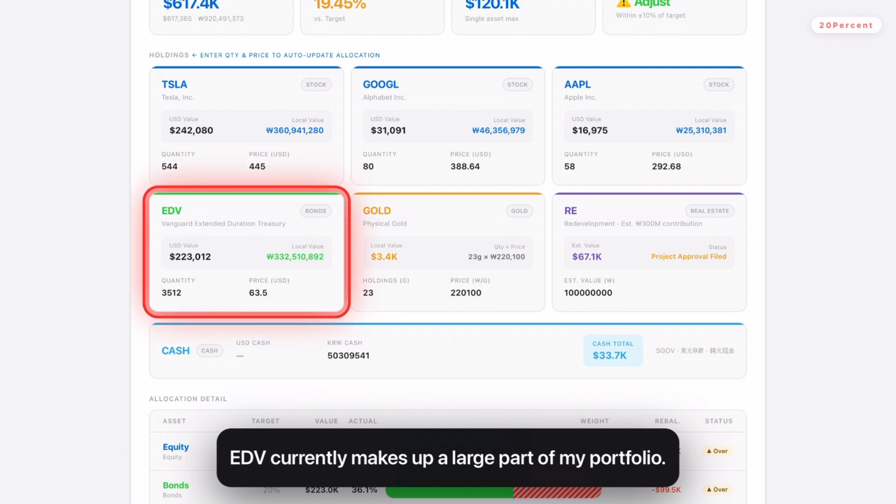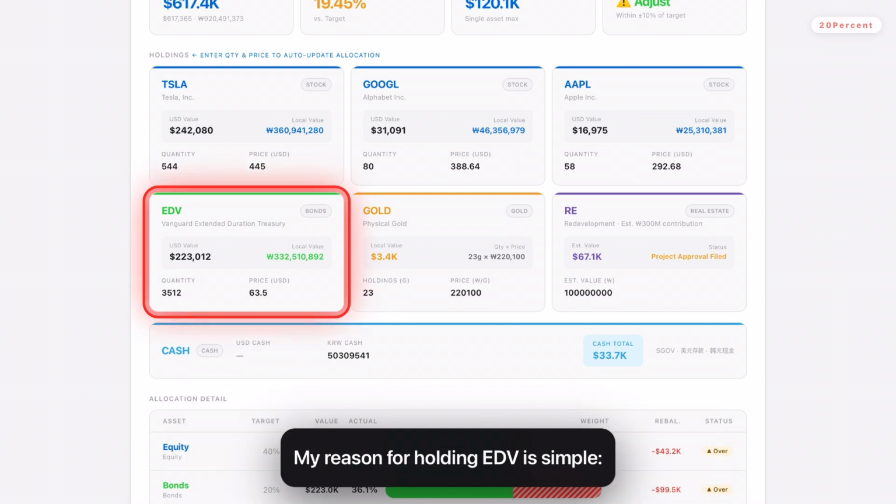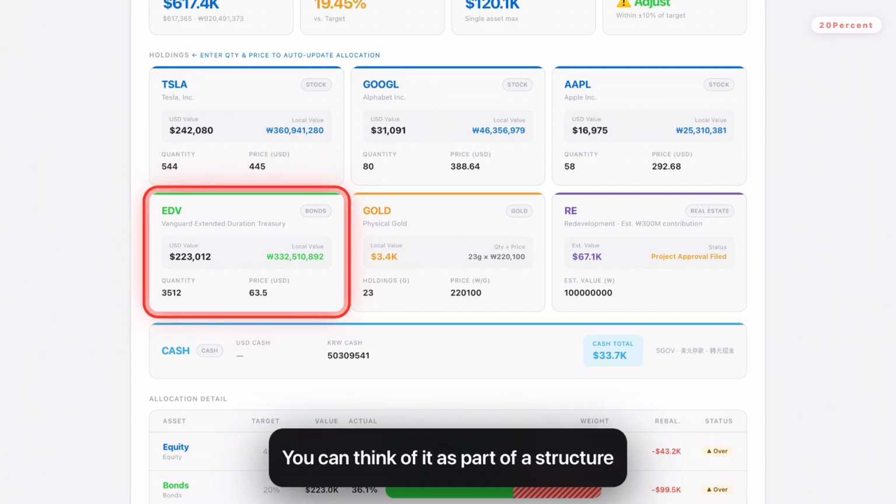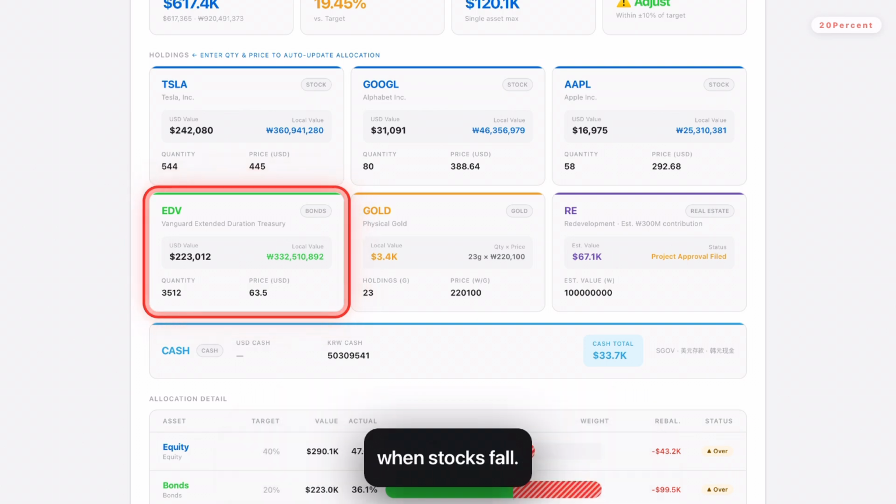EDV currently makes up a large part of my portfolio. My reason for holding EDV is simple. If we enter a rate-cutting cycle, it may have a chance to produce larger capital gains. You can think of it as part of a structure where bonds can cushion the portfolio when stocks fall.